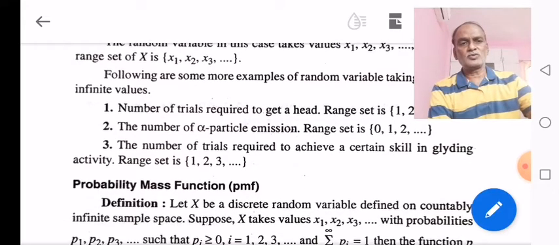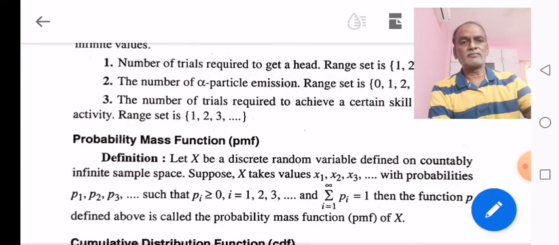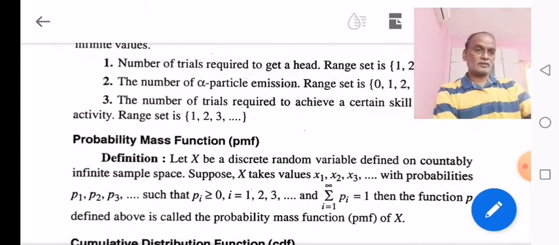Next, as you have studied, what do we mean by a probability mass function for a discrete sample space, dependent on a finite sample space? In that case, if x is a random variable taking values x1, x2, x3, ..., xn with probabilities p1, p2, p3, ..., pn, then this function p is said to be a probability mass function if each probability is greater than or equal to 0, and if we add all these probabilities p1, p2, p3, ..., pn, the sum is exactly equal to 1.